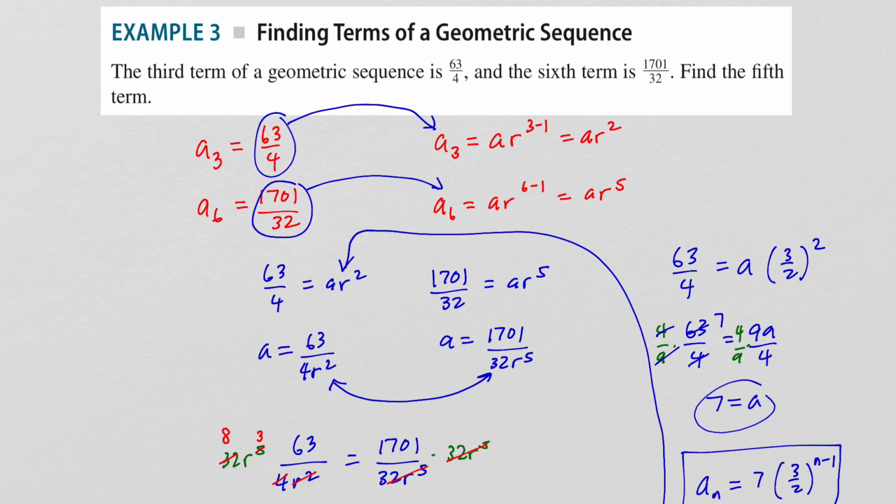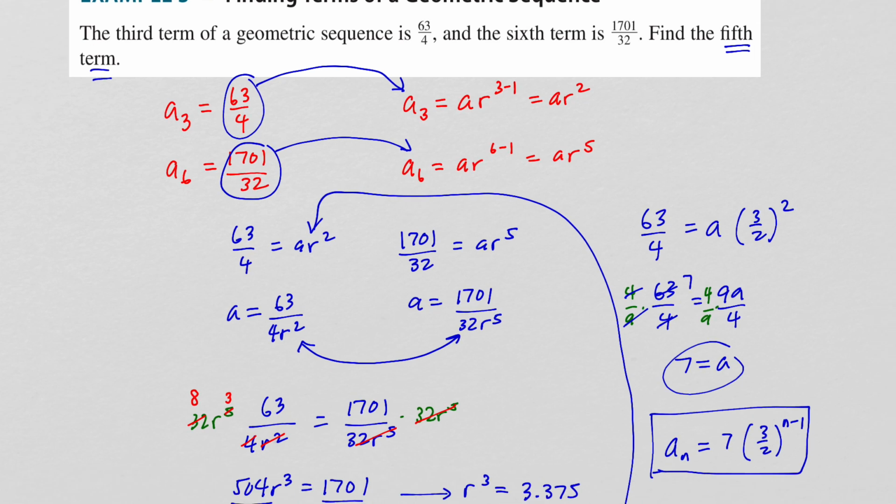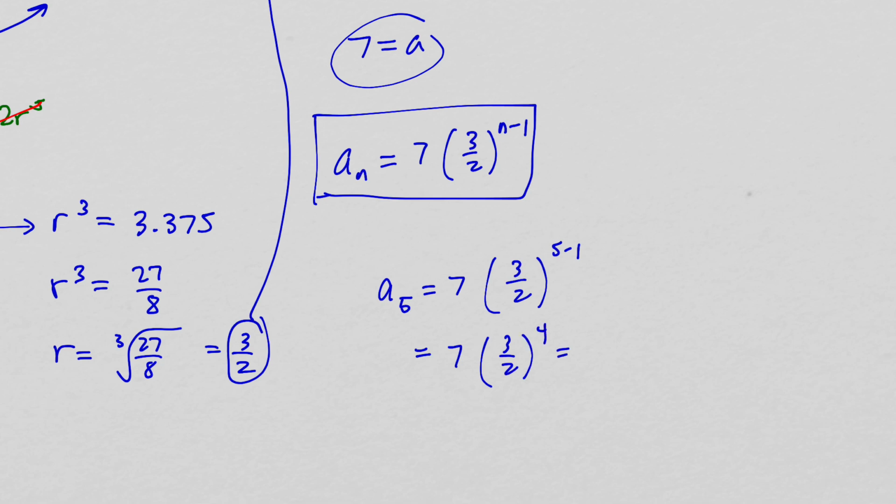And that is not exactly what they wanted. They wanted the fifth term. But once we have the nth term, to find the fifth term, we can just plug in n equals 5. And so this is going to be 7 times 3/2 to the fourth power. This is 7 times 81 divided by 16. 7 times 81 is 567 over 16. And this is the fifth term.